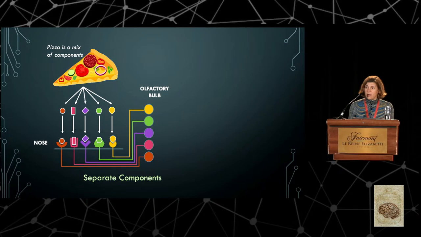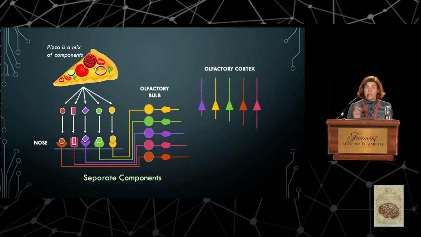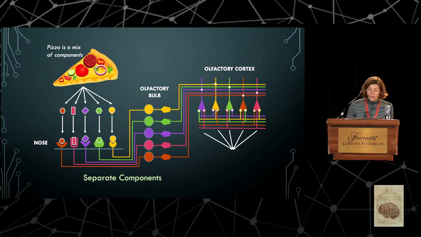And it is elegantly kept separate through the bulb, although there are some lateral interactions. But for the most part, this information stays separated as component information until it gets to the olfactory cortex, which is just two synapses away from the periphery. Once we get to the olfactory cortex, it's initially kept separate, and then this information is recombined in the recurrent circuitry of the cortical circuit.